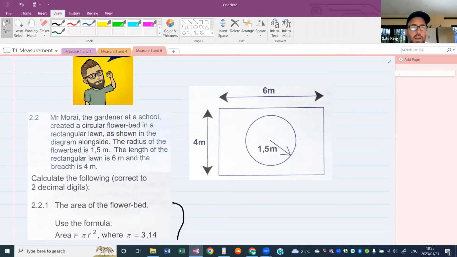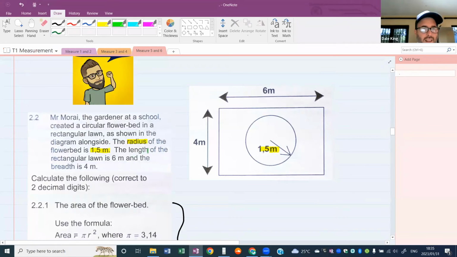It's shown in the diagram. The radius of the flower bed is 1.5 meters. Now, when you read these contextual questions, we're learning skills here. When they give you information like this, radius is 1.5 meters, that's important information. And here it is on the diagram. So I'm just checking. It's in the question. Is it on the diagram? Yes, we got it. Okay.